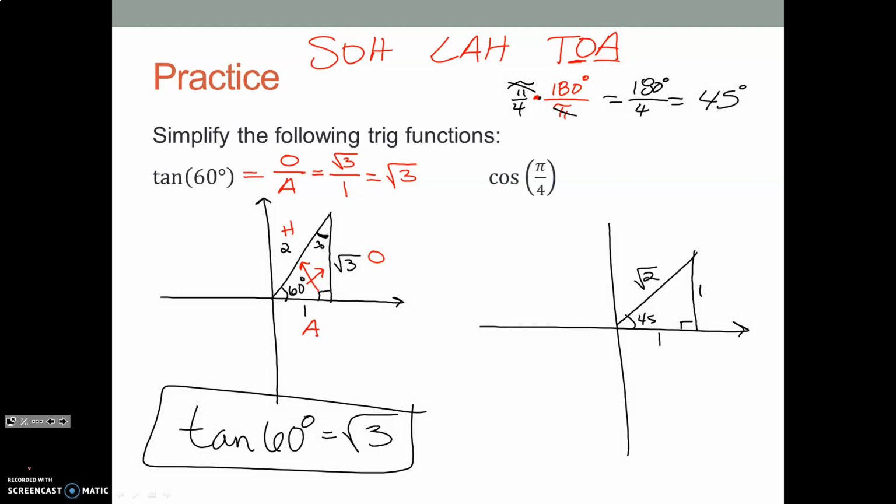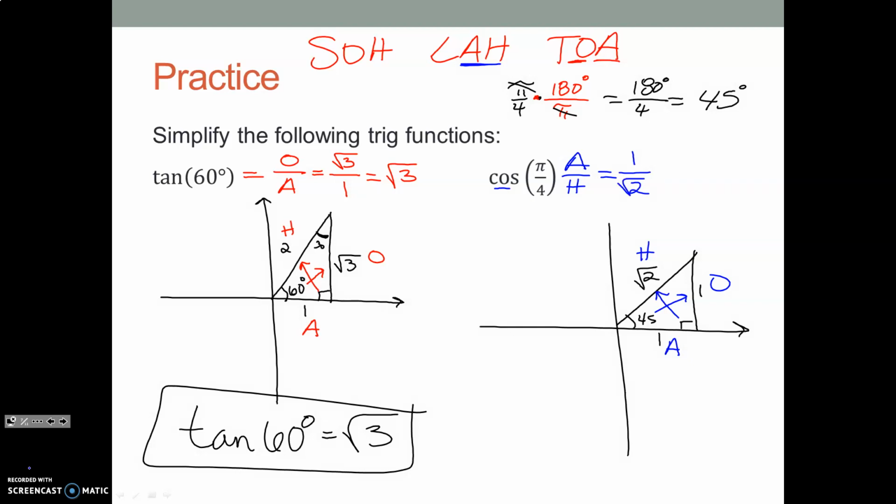So the cosine of pi over 4. We want cosine, so that is my adjacent over my hypotenuse. The adjacent side is 1, and my hypotenuse is square root of 2. So 1 over square root of 2.